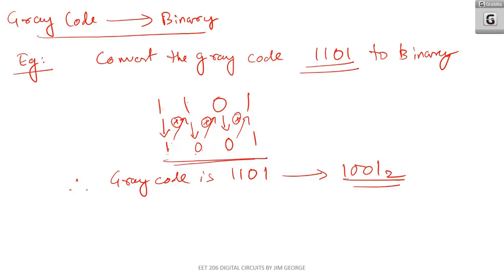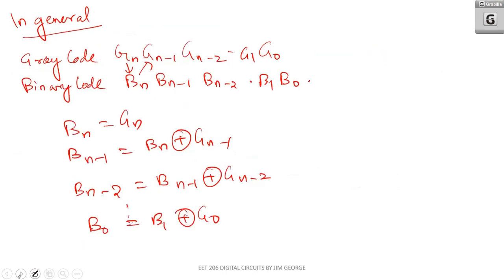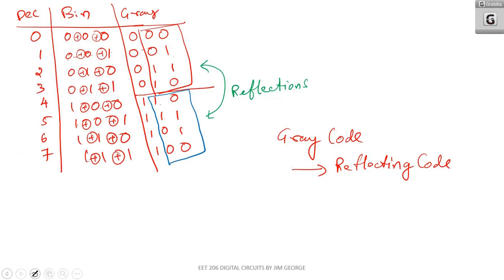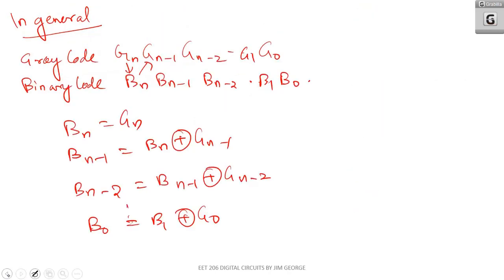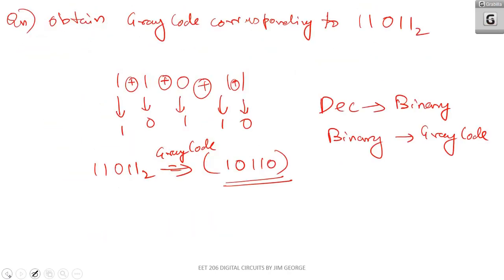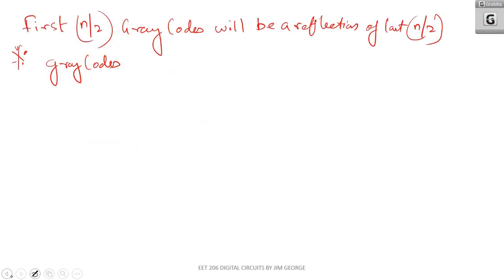So hope you have understood the concept of gray code, and how it is mirrored, how that mirroring happens. That proves that in gray code, the first n by 2 gray codes will be a reflection of the last n by 2 gray codes. That is also proved in this lecture.